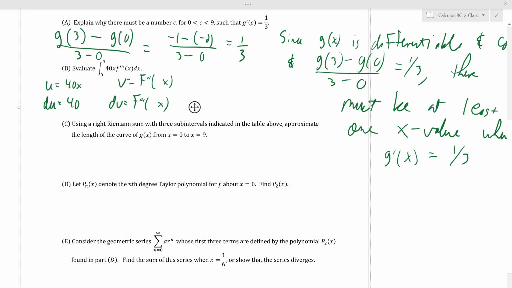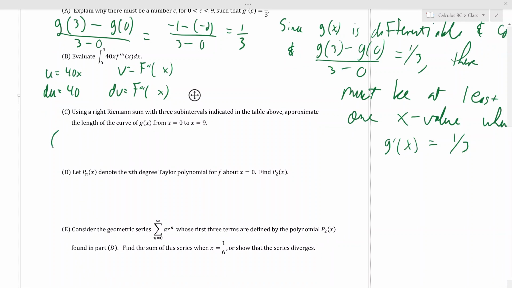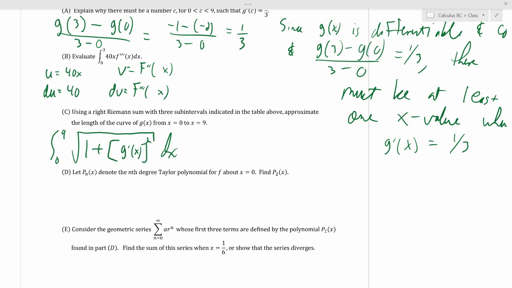So use a right Riemann sum to approximate the length of the curve. So remember, the length of a curve is the integral from 0 to 9 of the square root of 1 plus the derivative squared. Parametric is not going to be on this test at all this year. So the only arc length formula you need to remember is the square root of 1 plus g prime squared. And if you remember, that was just the Pythagorean theorem on an infinitely tiny interval, added up.